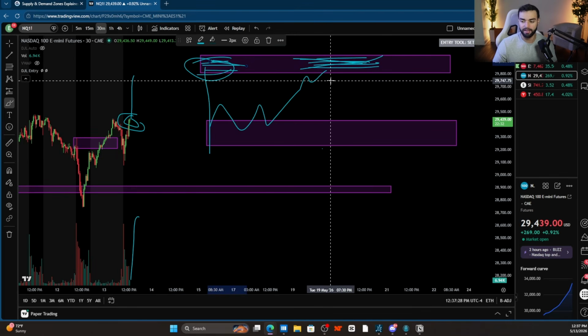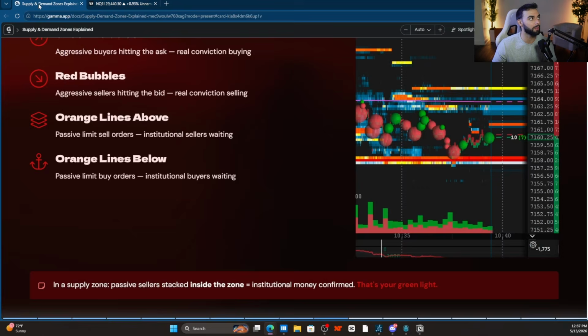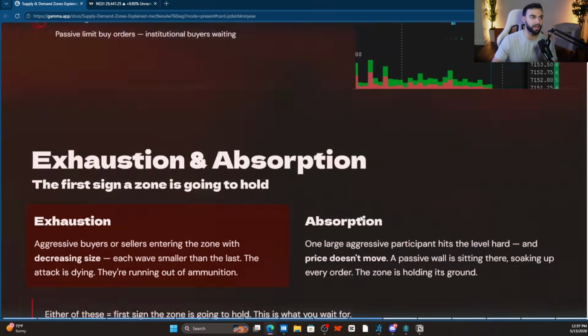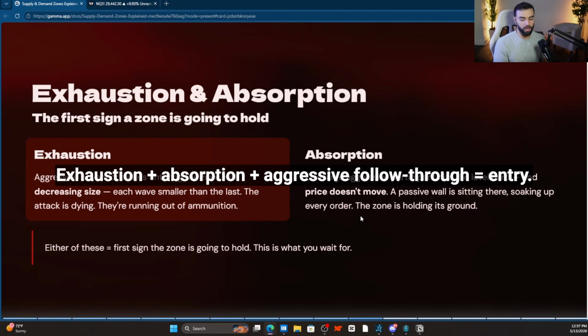And now as we're coming back into the zone, there's still a lot of orders sitting there. So that confirms to me that there might be a significant reversal, depending on the reaction and on the follow through. You use this in combination for your entry trigger with exhaustion and/or absorption. The first sign a zone is going to hold is exhaustion and/or absorption.